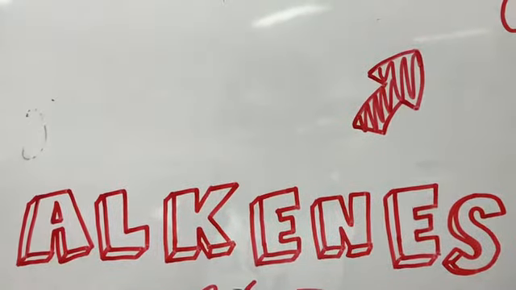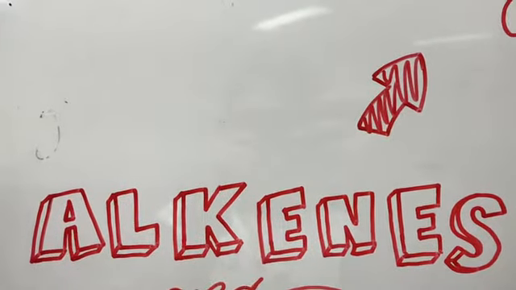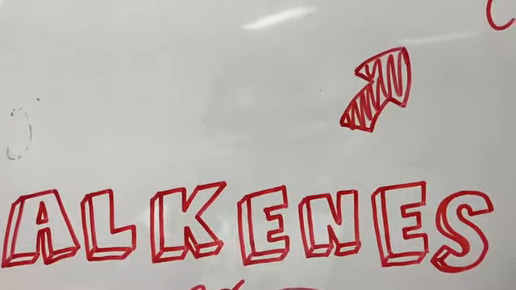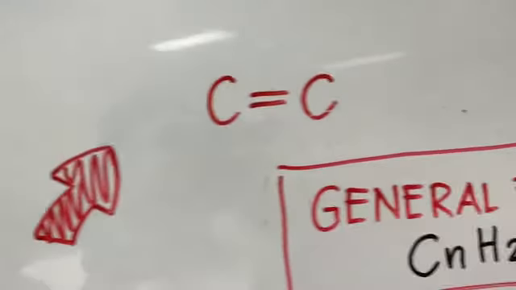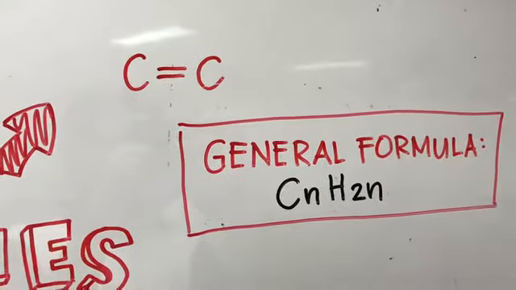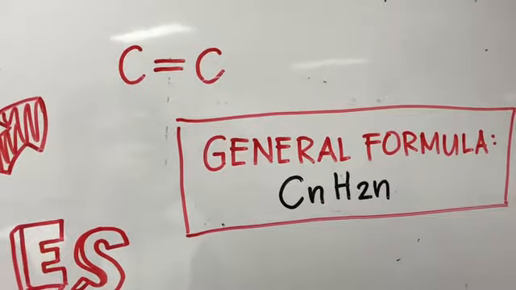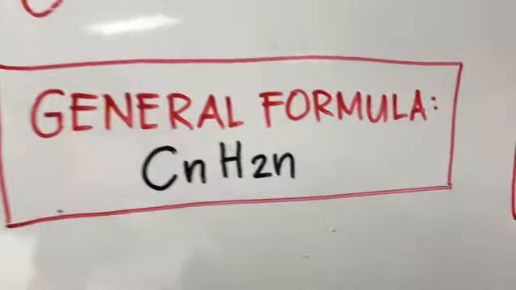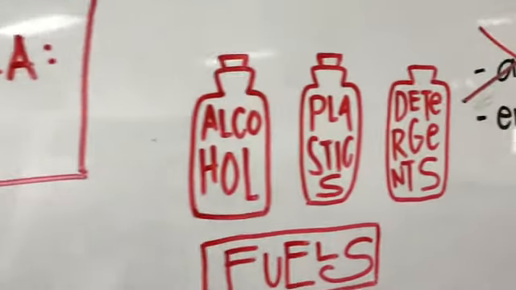Alkenes are unsaturated hydrocarbons that contain at least one carbon-carbon double bond or pi bond. They are from a homologous series with the general formula CnH2n. They are used as starting materials in the synthesis of alcohols, plastics, detergents, and fuels.